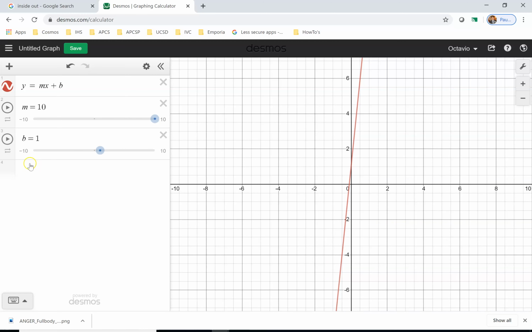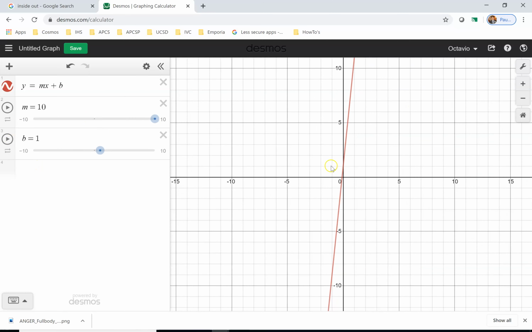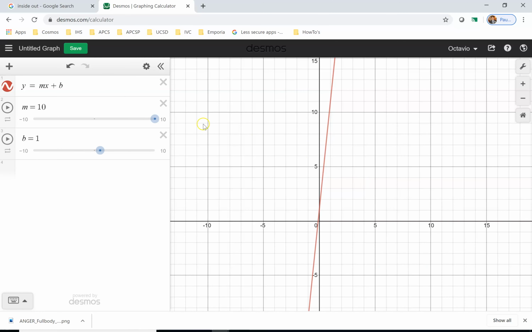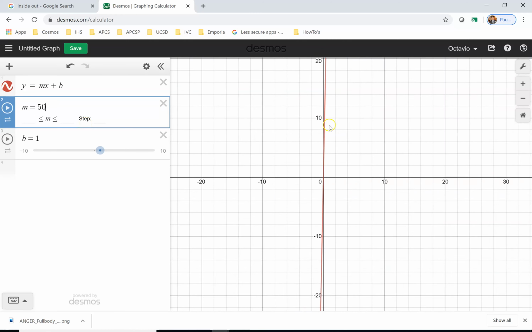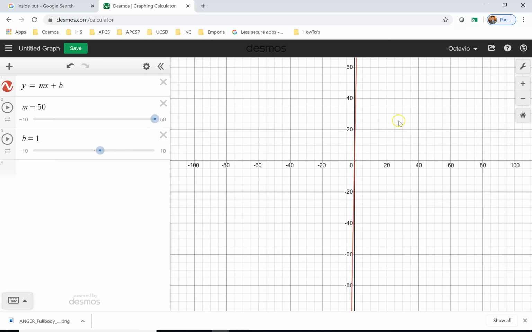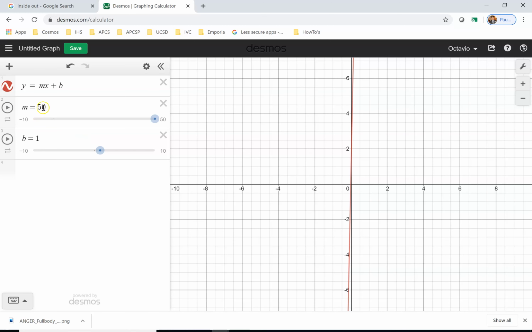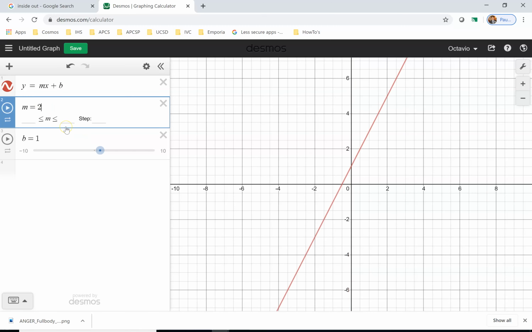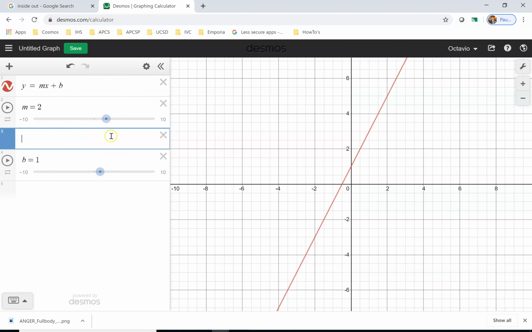it gets really steep. Now I'm not restricted to 10. Notice the slider only goes up to 10, but I could actually put in a value here. I could put it like 50, and it's really steep. If I zoom out, it's a little hard to see, but it's very steep. I click home there. So increasing the slope makes my line steeper.